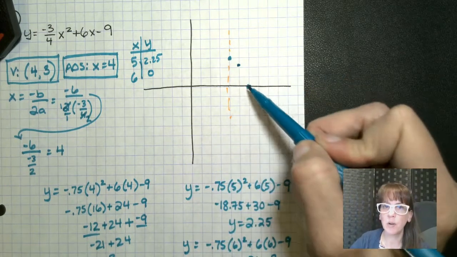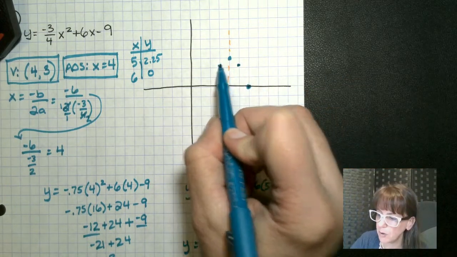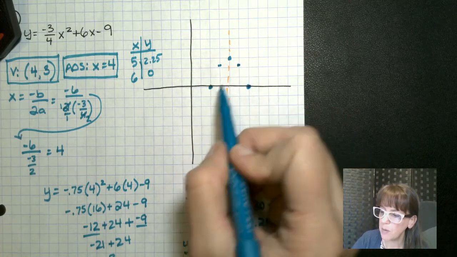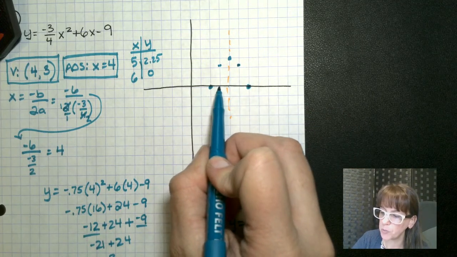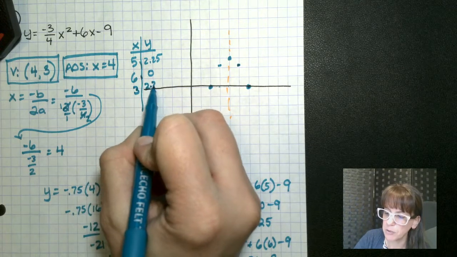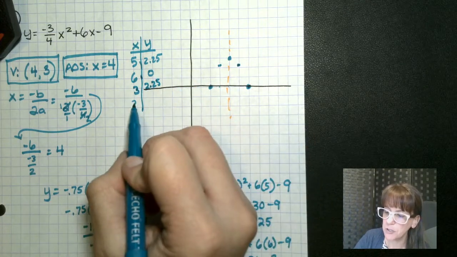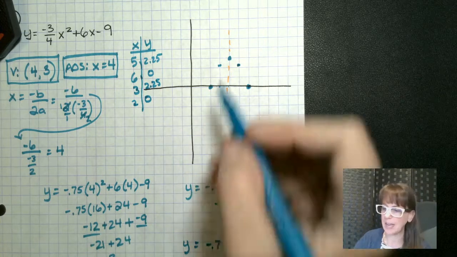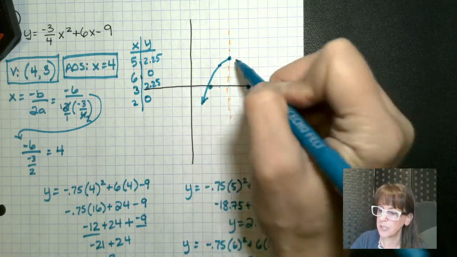Now, because we know it on this side, we just copy it over to here. And so now we know when we have 3, it's 2.25, and then 2 is 0, because of that axis of symmetry.